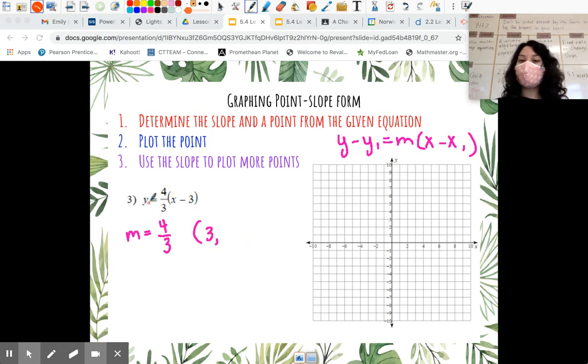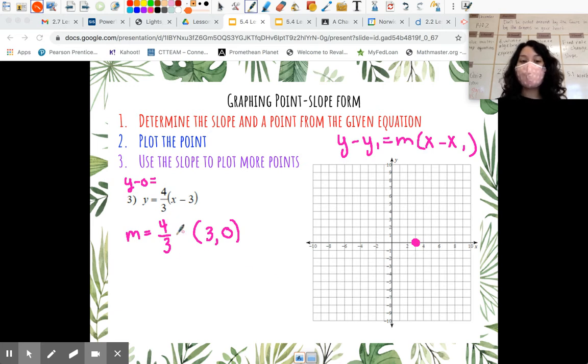There's no number near my y value. That means that when it was substituted in, it was a 0. If I subtract a 0, it's the same thing as just y by itself. So I've got the ordered pair (3, 0). This is going to sit right on the x-axis. We're going to go to the right 3, but we're not going to go up or down.